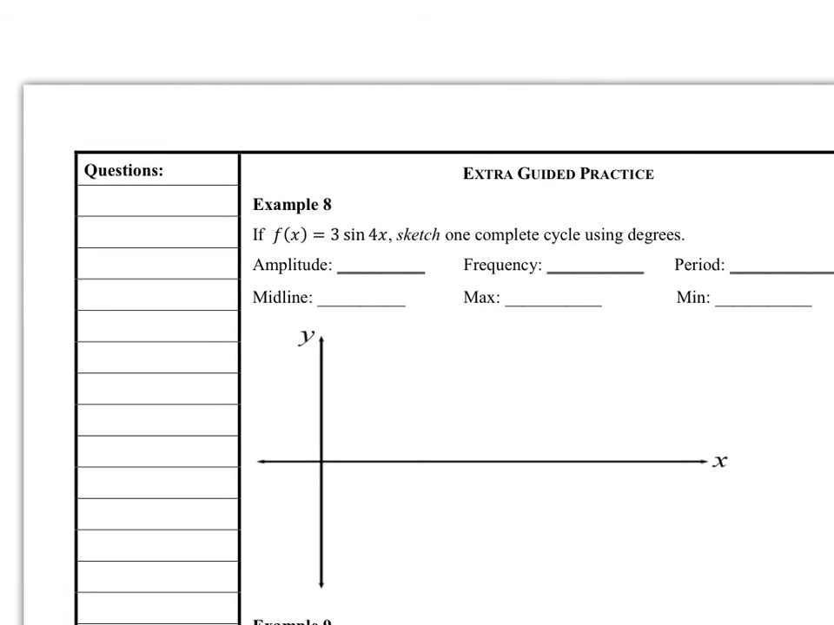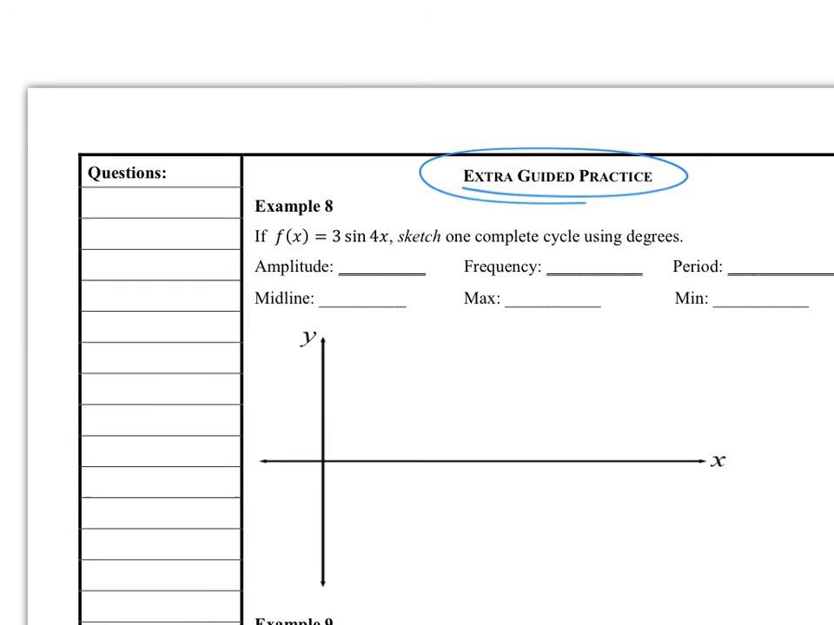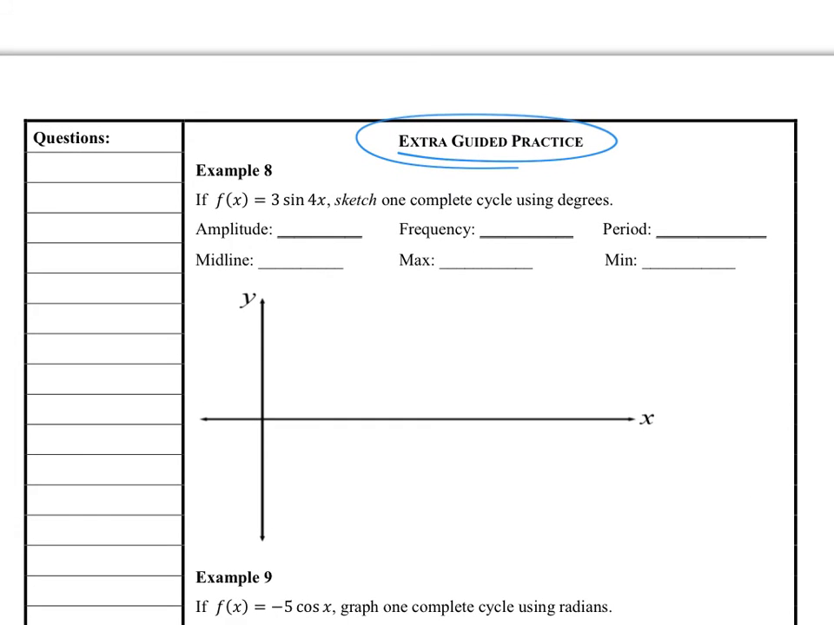So what you'll notice with this last page is that it's extra guided practice. So I'm going to go through it as if it's notes. If you need it, stay. If you don't, try them on your own. Or start writing your summary, okay? So I'm looking at this one, example number 8, and what we've got going on here, I'm not sure why it's example 8, it should probably be 7 and 8, is 3 sine 4x, sketch 1 complete cycle using degrees. All right, so we're going back to degrees, getting away from radians for a minute. We see that it's a positive sine, so positive sine starts on the line.